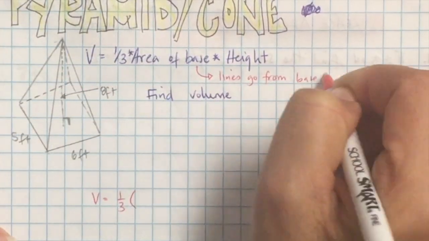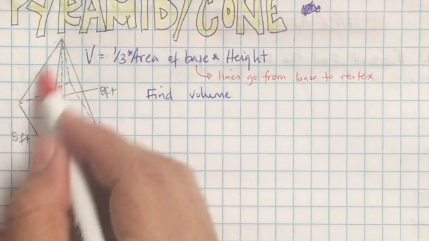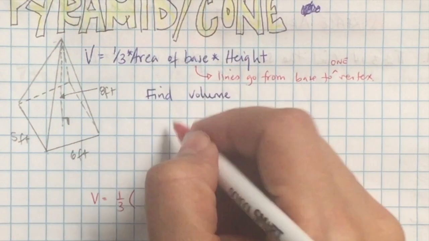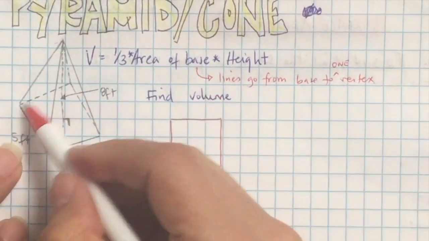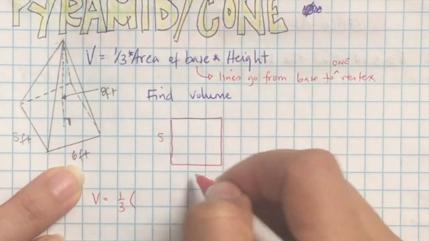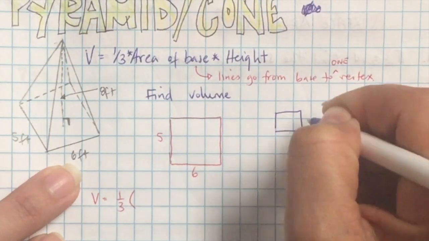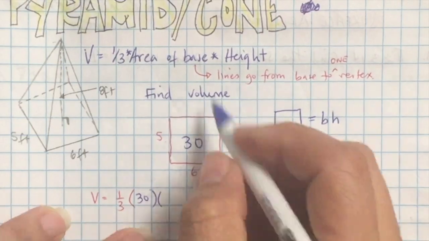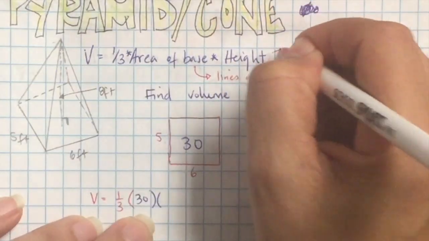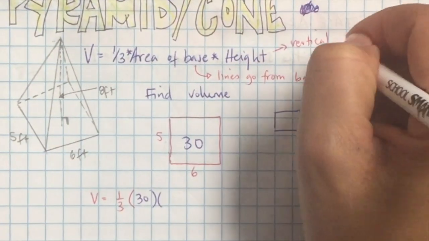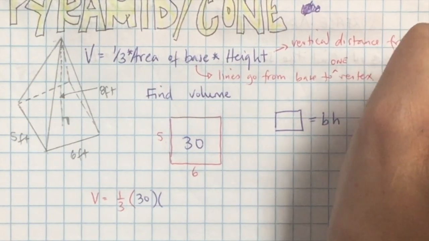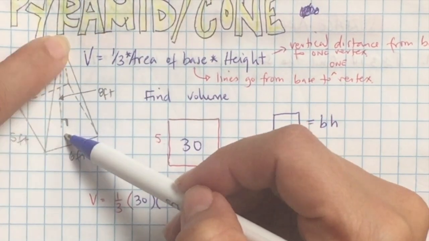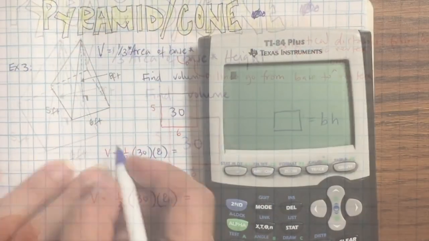So remember, the lines go from the base to the vertex, and they go to one vertex, most specifically. So the base is that rectangle. Go ahead and label the sides. Alright, so we need to find the area of the base, which is base times height, which is 30, times the height, so that's the vertical distance from the base to that one vertex that they all meet. It has to be vertical, it can't be slanted, it has to be straight up and down. It makes 90 degrees, and that's going to be 8.